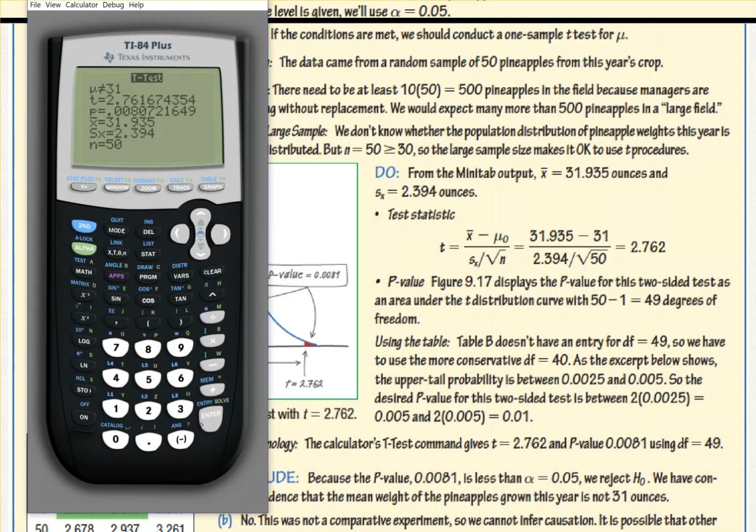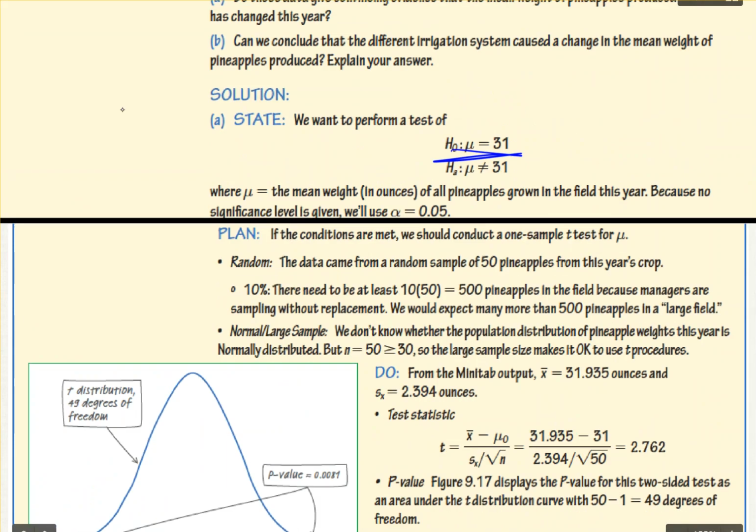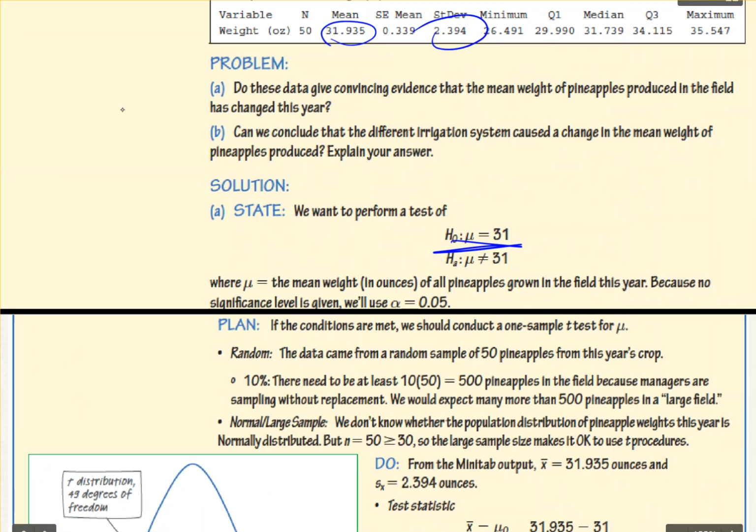And so notice we get our test statistic of 2.76, p-value 0.008. And so at an alpha level of, remember our alpha was 0.05, this is less than alpha, so we would reject the hypothesis, and we have convincing evidence that the mean this year is not 31 ounces.